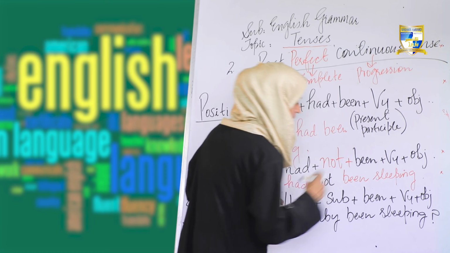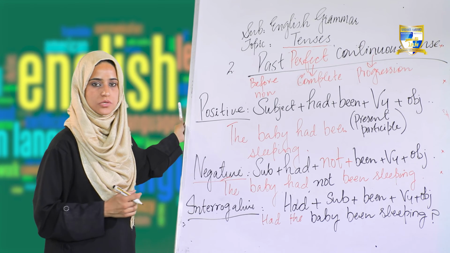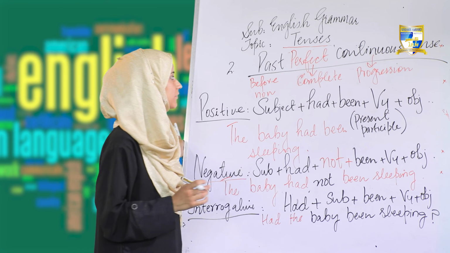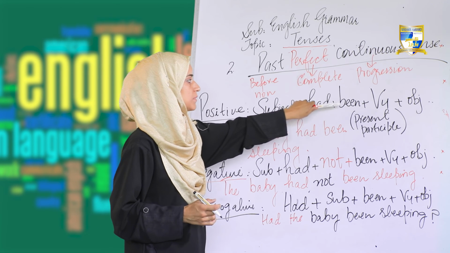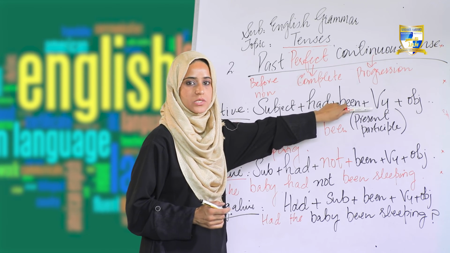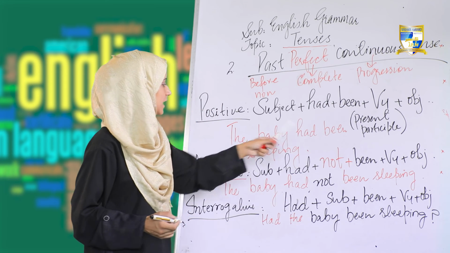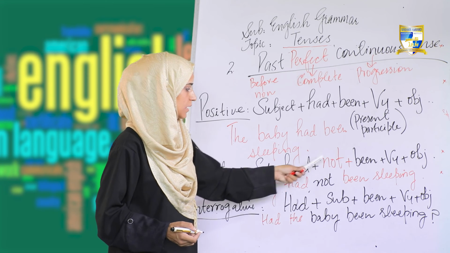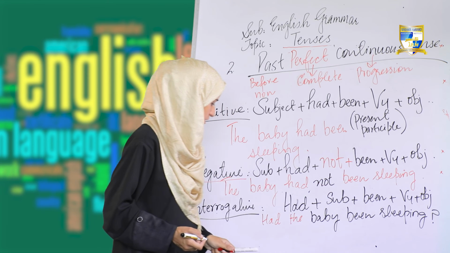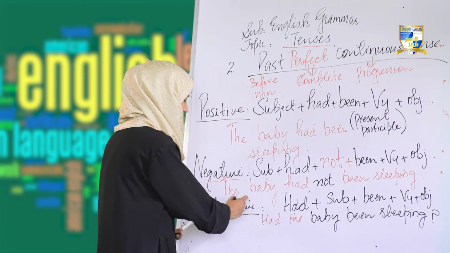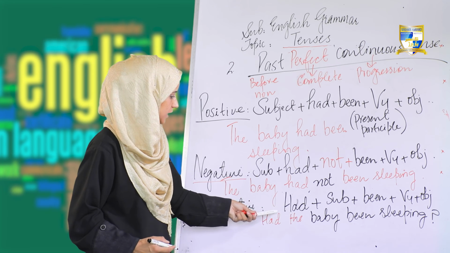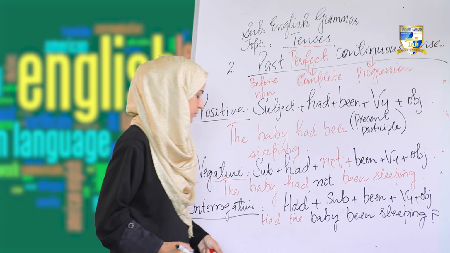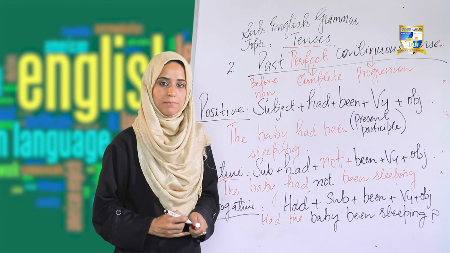So here we have the three structures for positive, negative and interrogative sentences using the past perfect continuous tense. Subject plus had plus been, and the continuous form of the verb, and object. The baby had been sleeping. Negative: the baby had not been sleeping. Subject plus had plus not, been, verb plus ing, and object. Then the interrogative sentence, where we use the auxiliary had in the beginning, followed by subject, followed by been plus verb plus ing and object. Had the baby been sleeping?